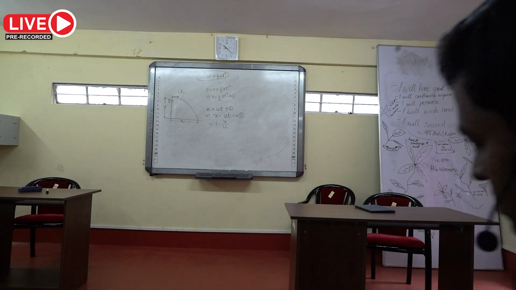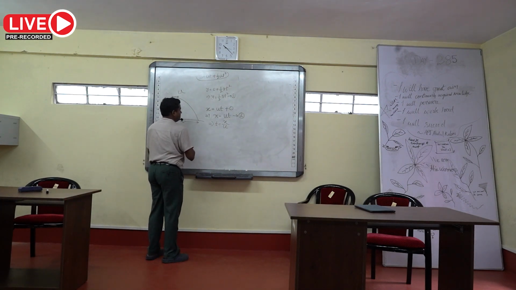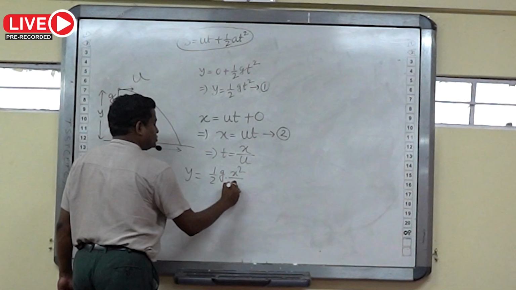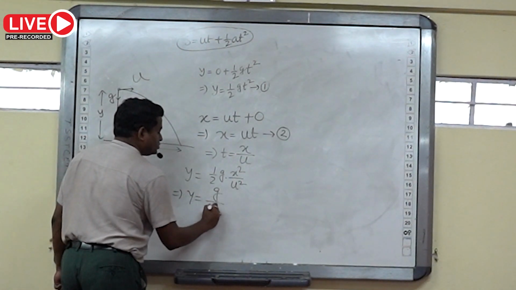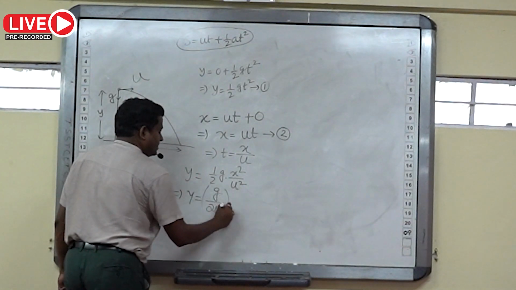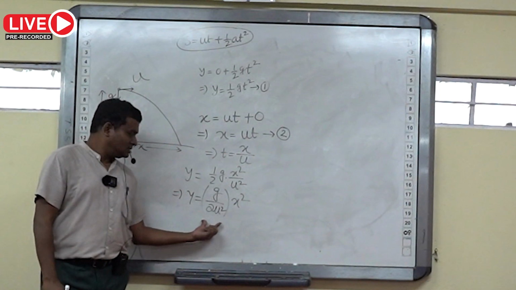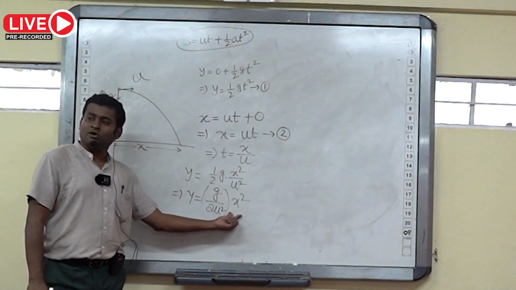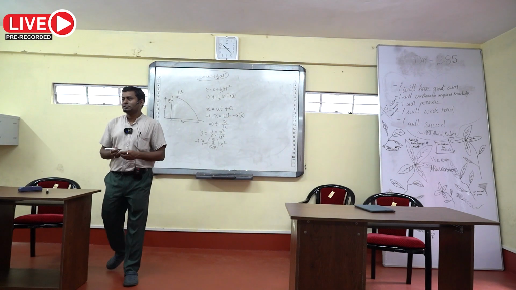See, if you substitute this in this equation, you will get y equal to half g into x square by u square. So you can write this one as g by 2u square into x square. Now see, this part is a constant. The maximum power of y is 1. The maximum power of the other variable x is 2. So the graph will be a parabola.